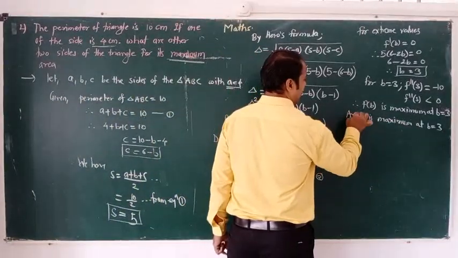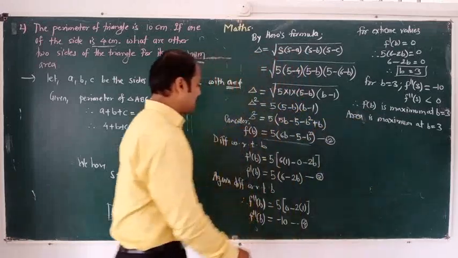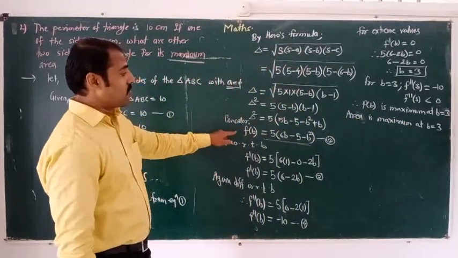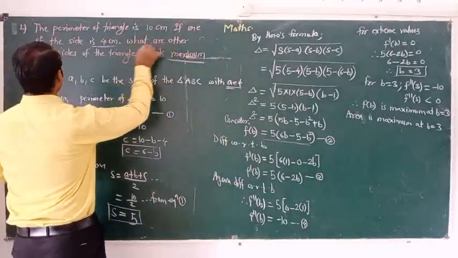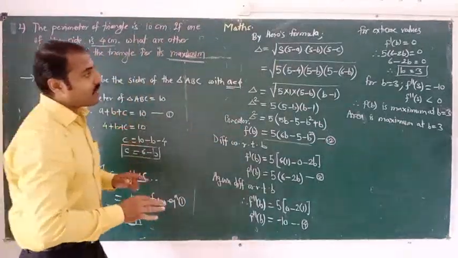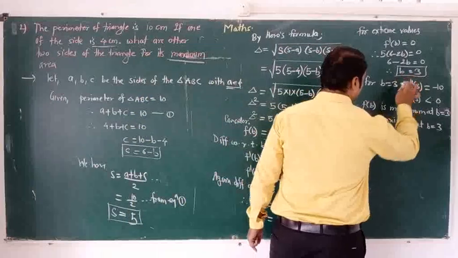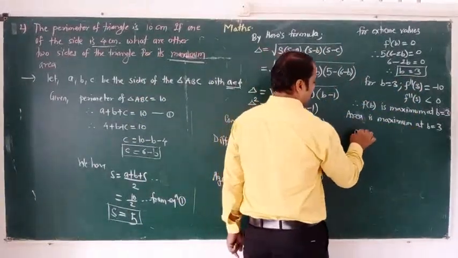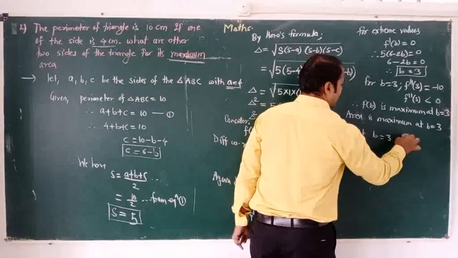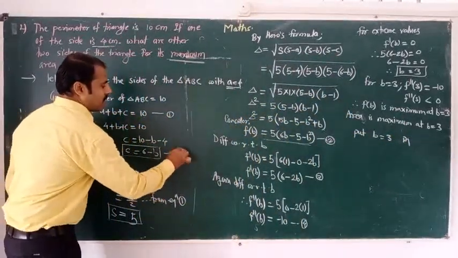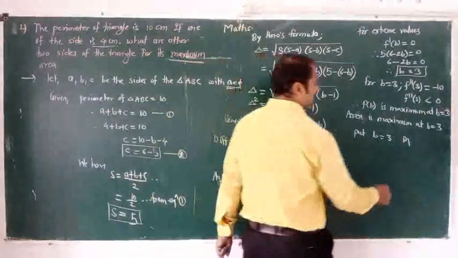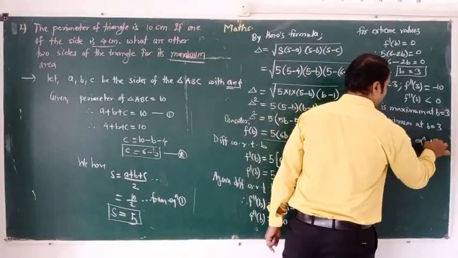Area is maximum at b is equal to 3. Now area is maximum. What is the question? What are the other two sides? I get the value of b here. So put b is equal to 3 in equation number star.